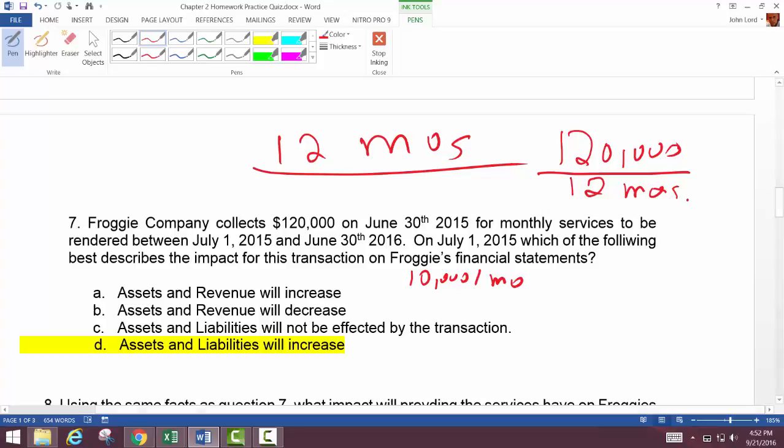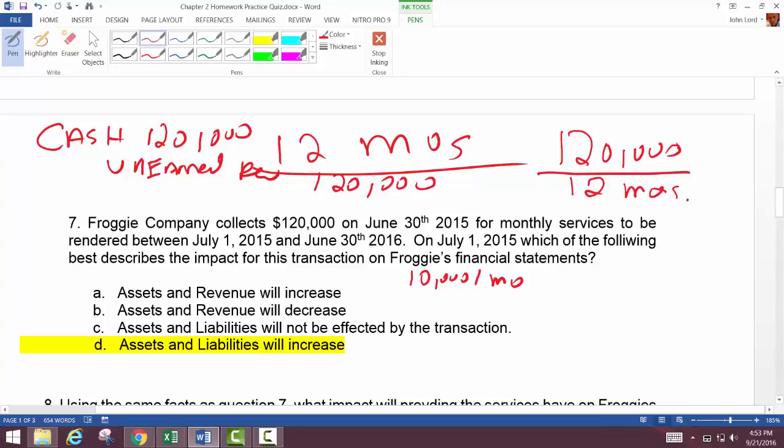On July 1st, 2015, which of the following best describes the impact of this transaction on Froggy's financial statements? Well, let's think about this first. Let's go through the whole process. When they give this 120,000 on June 30th, what journal entry should we make when we receive this cash? Debit cash, 120,000, good. And credit what? Unearned revenue, because at June 30th, I haven't provided any service yet, right? Credit unearned revenue for 120,000, because he hasn't earned any of that revenue yet. That's at June 30th.